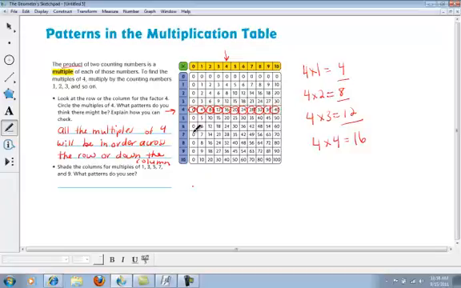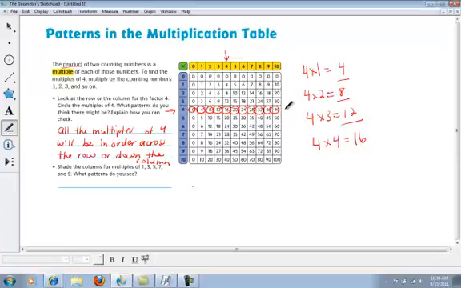You know what other pattern I noticed? I noticed that every multiple is adding 4 each time. 4 plus 4 is 8, and 8 plus 4 is 12. That works here, but let's start on 24 and see if that works. 24 plus 4, 25, 26, 27, 28. Yeah, that's right. 28 plus 4 is 32. 32 plus 4 is 36. And 36 plus 4, 37, 38, 39, 40. There we go, we got it. So that is another pattern that you can see in the multiplication table.